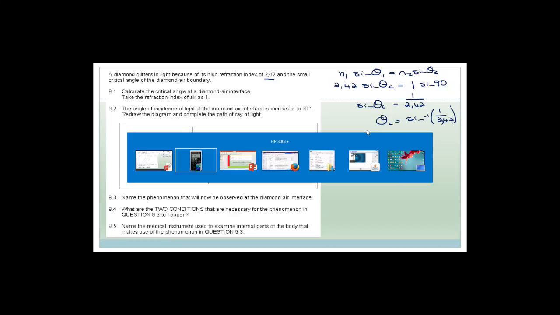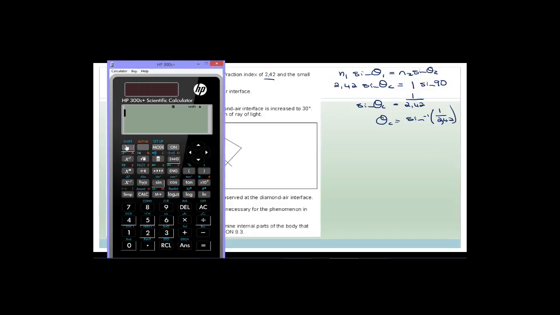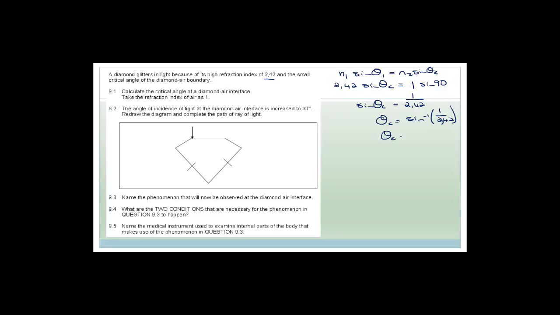Sine of your theta C, your critical angle, is equal to n2, which in this case is 1, times sine of 90. So therefore, sine of theta C is equal to 1 divided by 2.42. So theta C is equal to inverse sine of 1 divided by 2.42. So we need a calculator. Shift sine, 1 divided by 2.42, close bracket, equals 24.41. So the critical angle is 24.41 degrees, which isn't a huge angle.